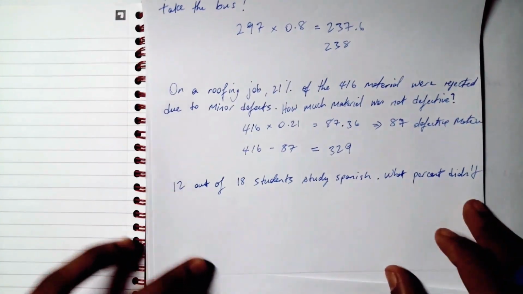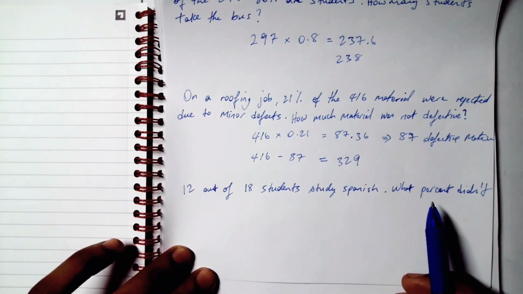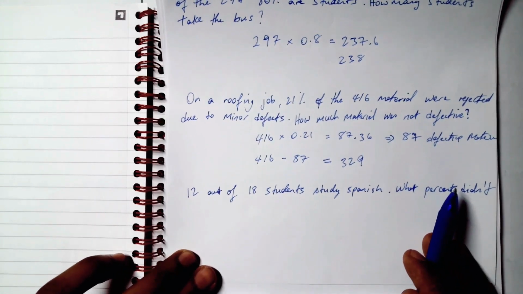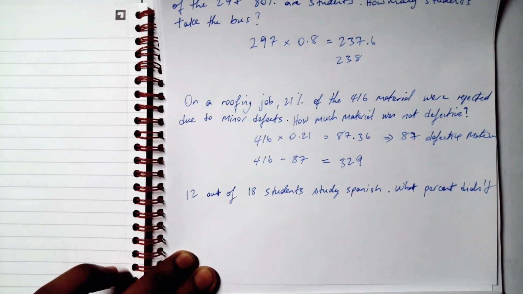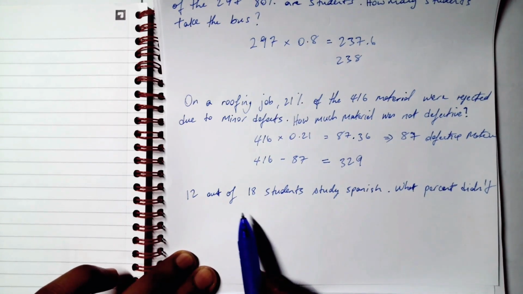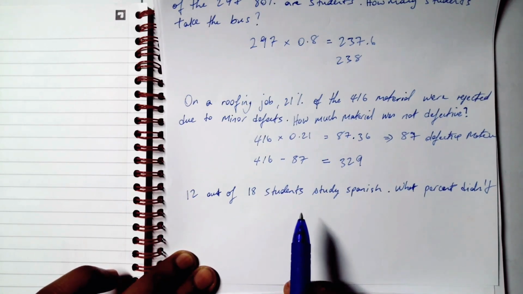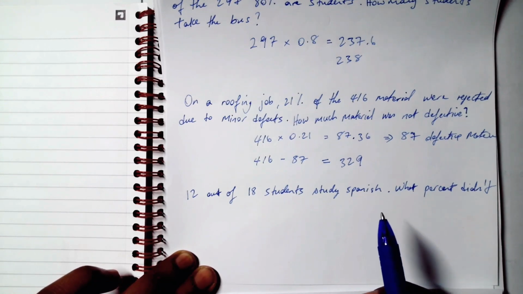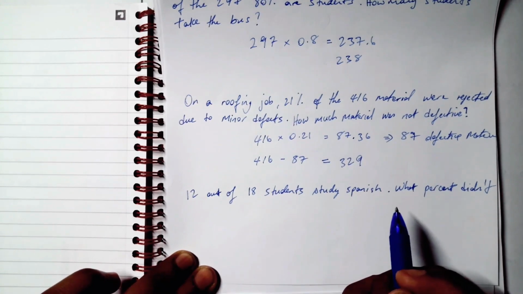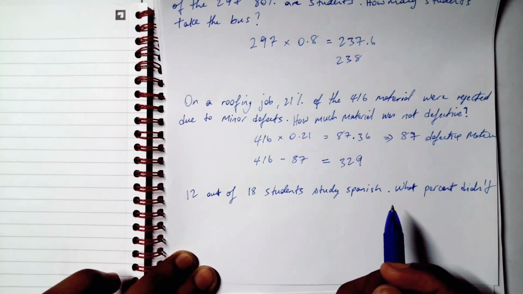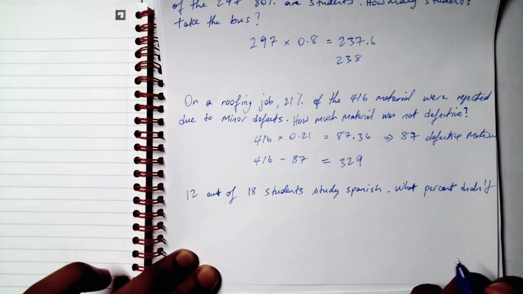So this is the last one. 12 out of 18 students study Spanish. What percent didn't? All right. So we can do this in many ways. We can find the percentage of students that does take Spanish and subtract that from 100. Let's do that.